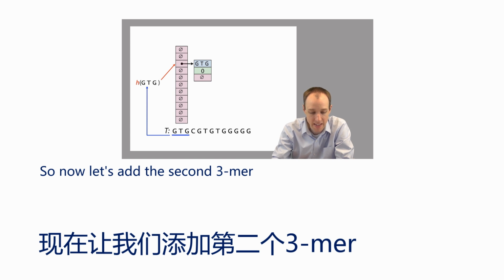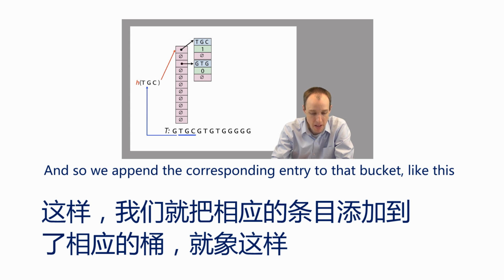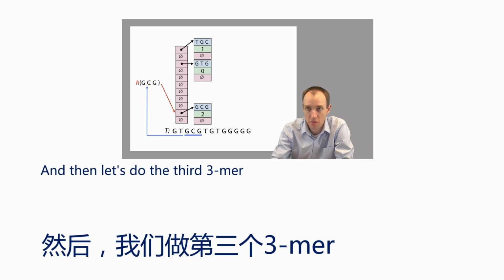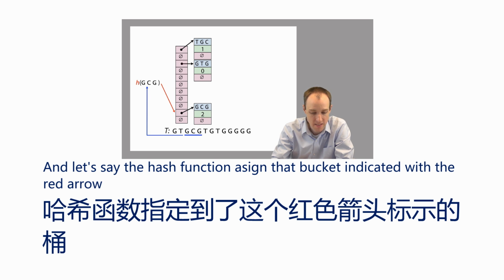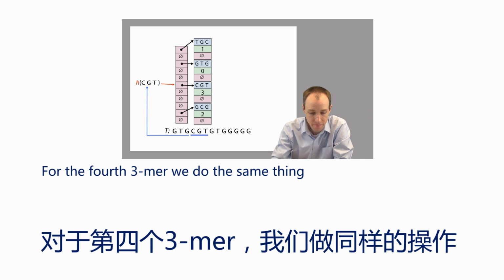So now let's add the second threemer. Say the hash function assigns it to the top bucket, and so we append the corresponding entry to that bucket, like this. And then let's do the third threemer. Let's say the hash function assigns it to that bucket, indicated with the red arrow, so we append the element to that bucket. For the fourth threemer, we do the same thing.